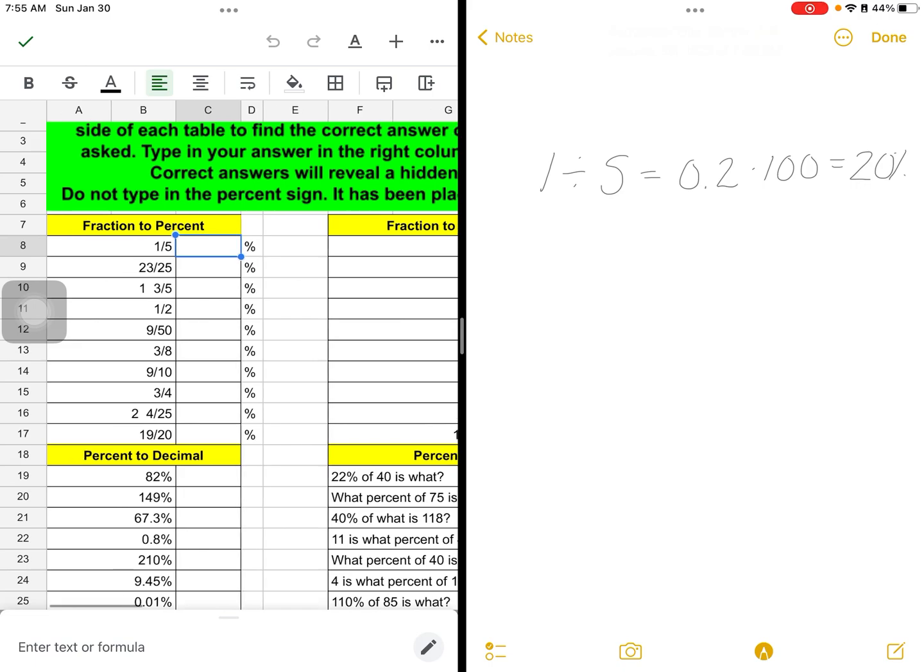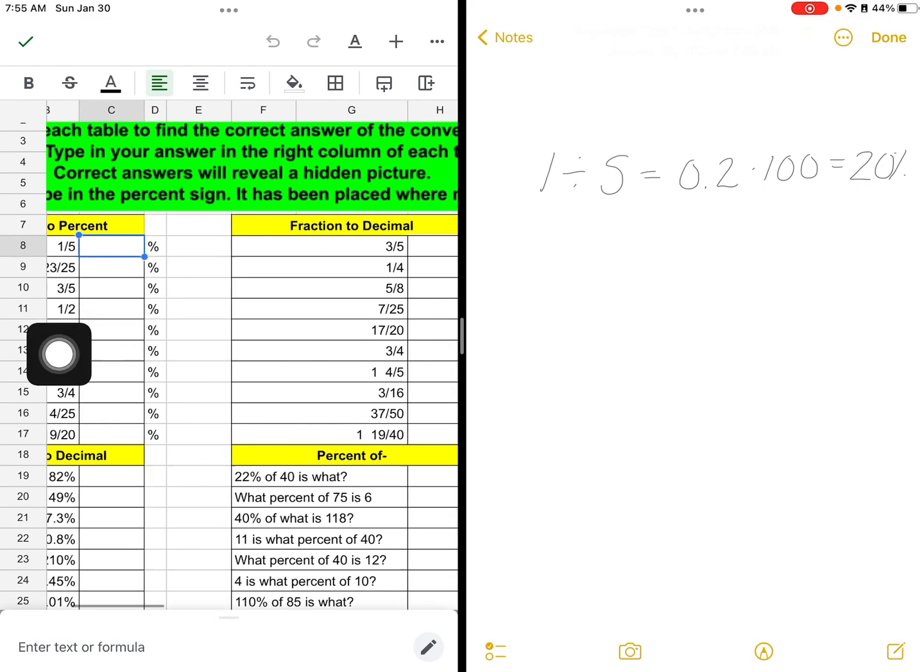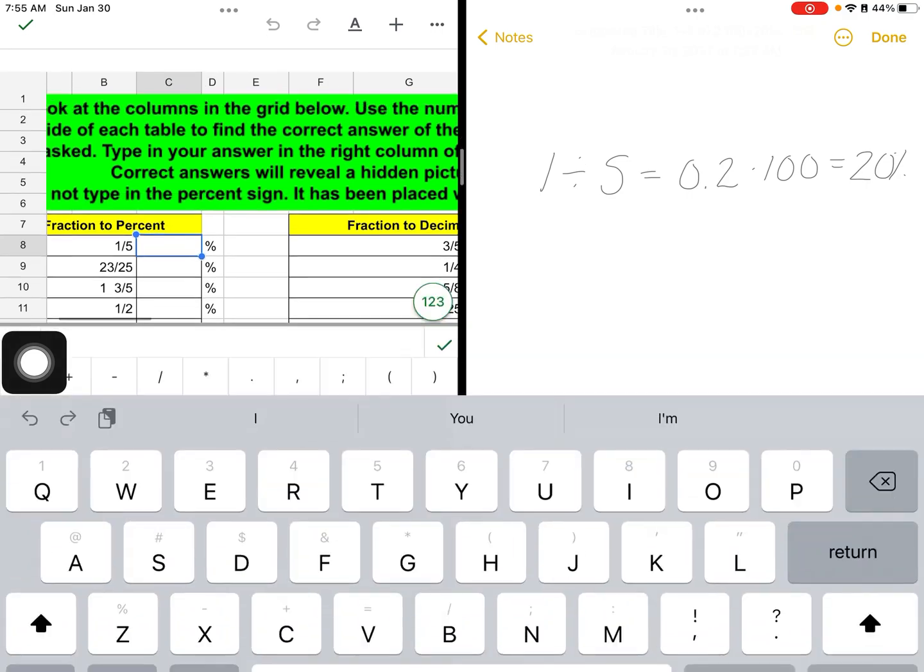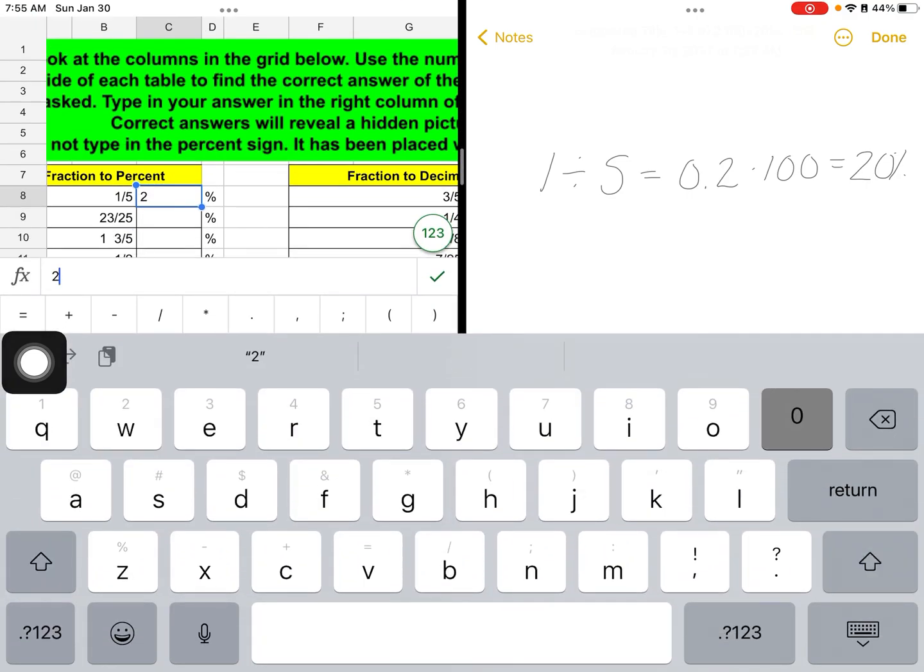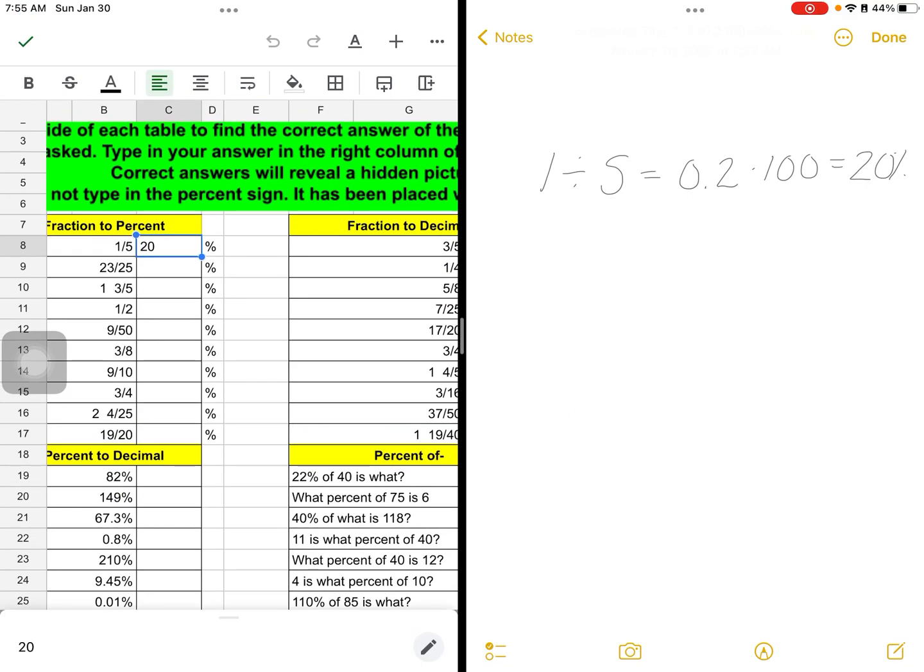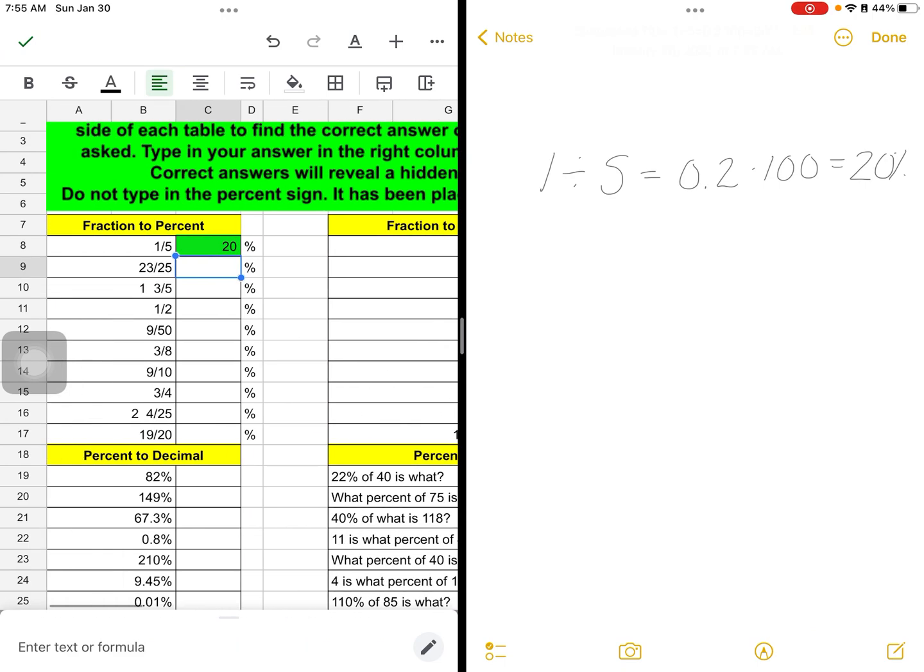Now notice I've already got the percent sign here for you. So in the pixel art, you simply will just type in 20. And then if it is correct, it should light up and you'll start to see a picture form over here.